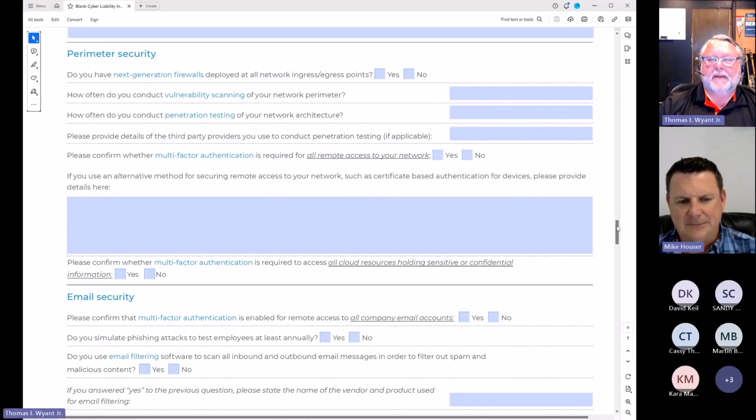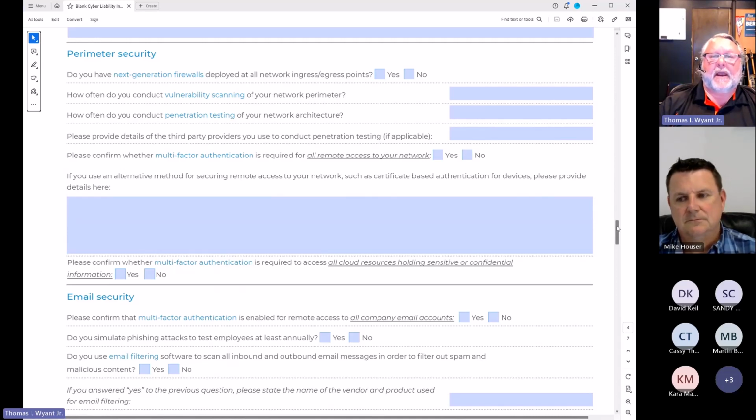So this was a new one. This was about a month ago, and when the client sent it over, I read through it and went, "Holy crap! They're asking for a lot of stuff that I have not seen in an application before." They're asking if you've got next generation firewalls, what EDR you have, if you're doing vulnerability scanning, if you're doing penetration testing. MFA is in there.